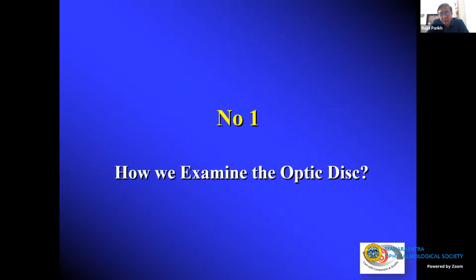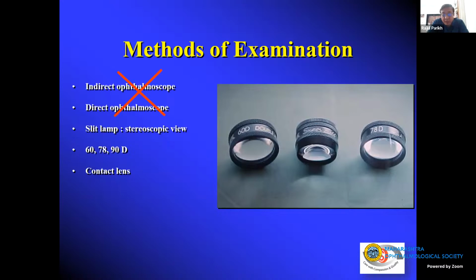Now I'll just try to cover 5-6. The first and most important: how do we examine the optic disc? It cannot be the direct ophthalmoscope, and definitely not the indirect ophthalmoscope, because indirect is stereoscopic but gives a very minified view. Direct is monoscopic, so you cannot get depth perception. So it has to be the slit lamp, preferably with a 60 diopter or 78 diopter lens. 90 diopter I will leave for the expert because again it minifies. So 60 and 78 diopter are good on the slit lamp.